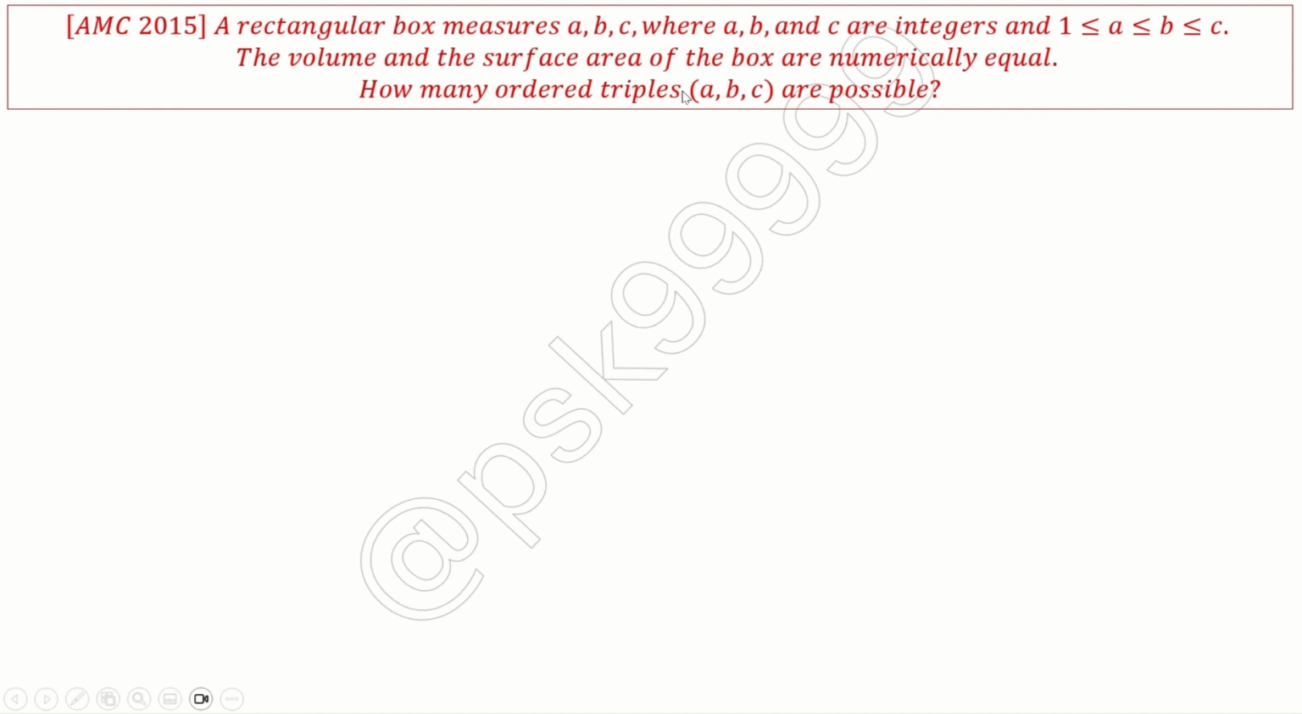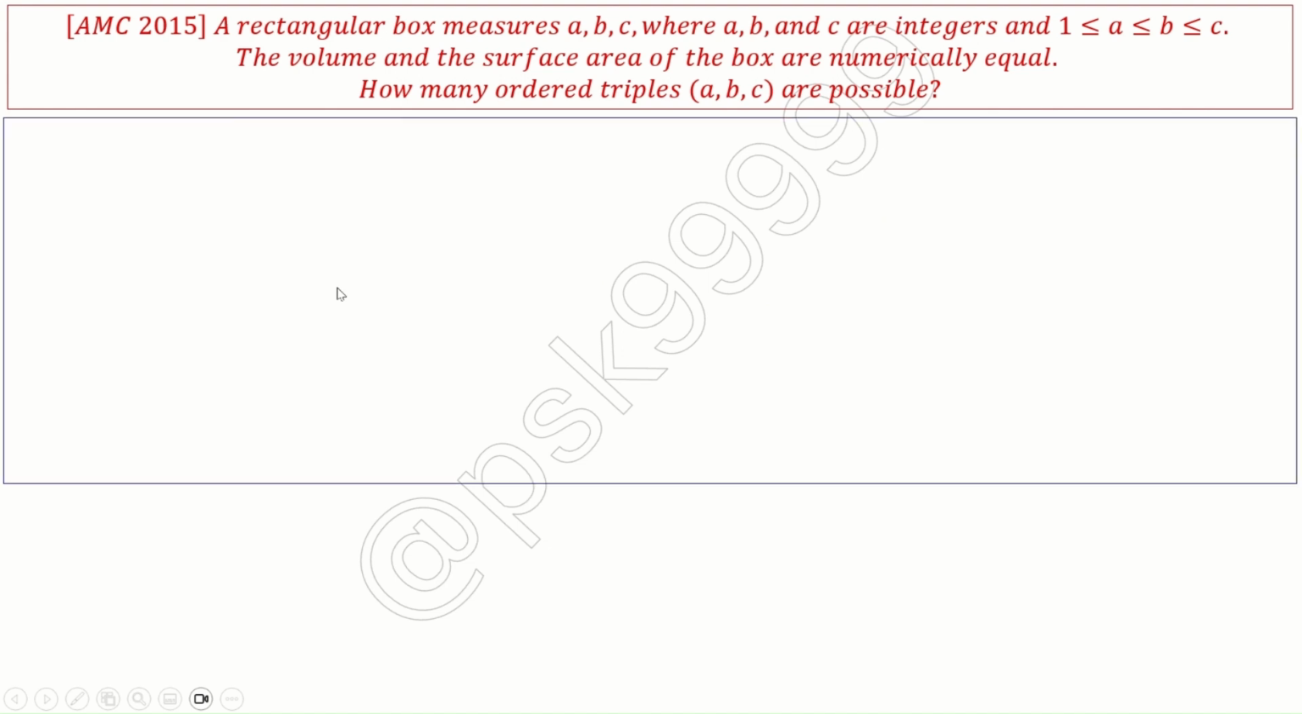Now the volume and the surface area of the box are numerically equal. How many ordered triples A, B, C are possible? So this is a very interesting problem. You will solve it using the counting method only, but before going to the counting method, you need to establish some equations, correct? So volume is ABC and total surface area is 2 times (AB plus BC plus CA).